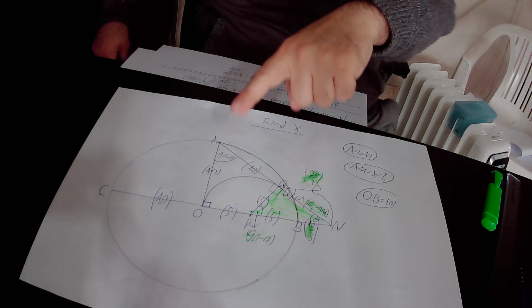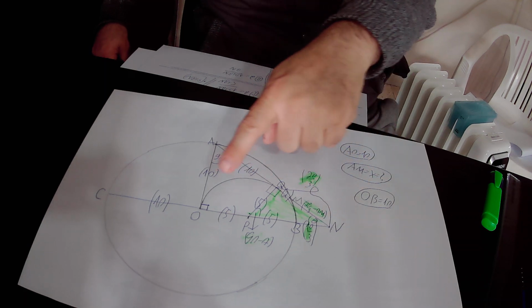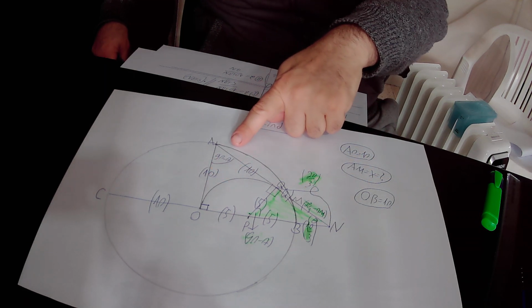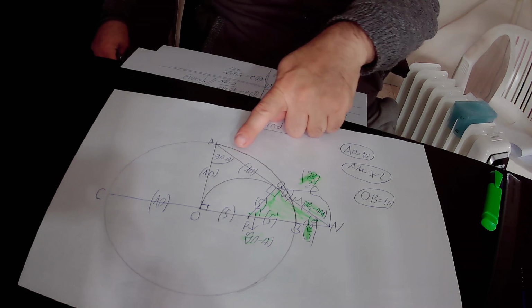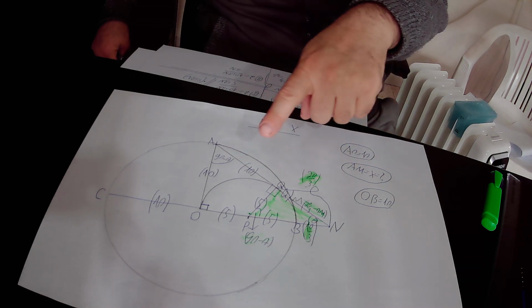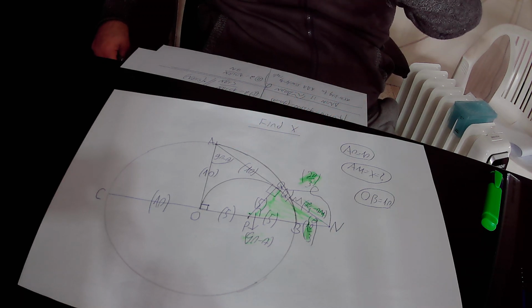In this right triangle AON, we define this angle as theta. This angle equals 90 degrees, therefore the missing angle must be equal to 90 degrees minus theta. Why? Because 90 degrees minus theta plus theta is 90 degrees, and 90 degrees plus 90 degrees is equal to 180 degrees. That is the sum of the angles in any triangle.